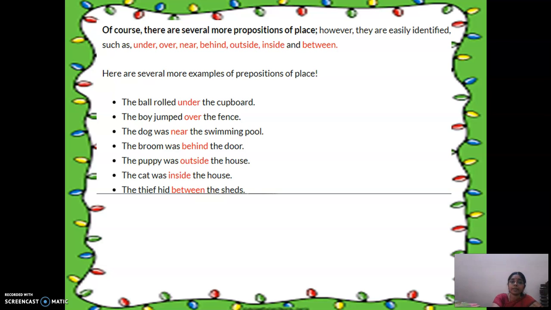The ball rolled under the cupboard. The boy jumped over the fence. The dog was near the swimming pool. The broom was behind the door. The puppy was outside the house. The cat was inside the house. And the thief hid between the sheds. Hid is the past tense form of hide. Okay. So all these are examples for prepositions of place. Different prepositions are used: under, over, near, behind, outside, inside and between.